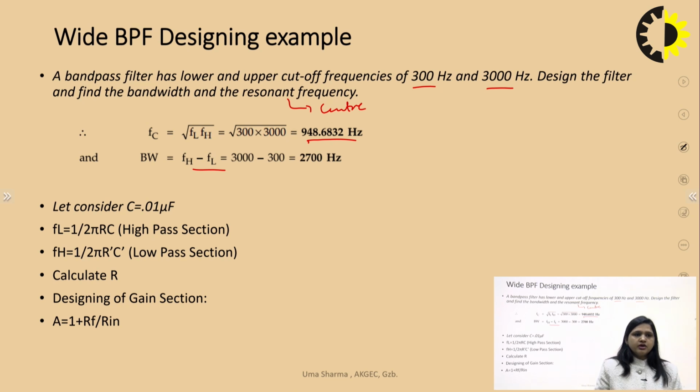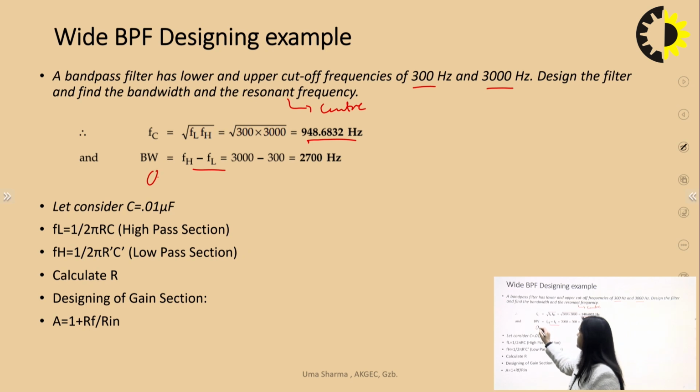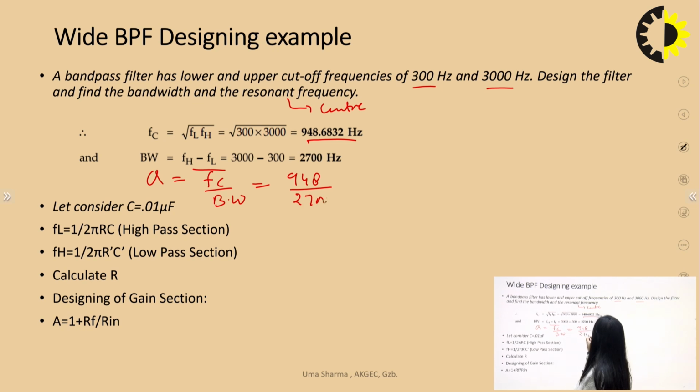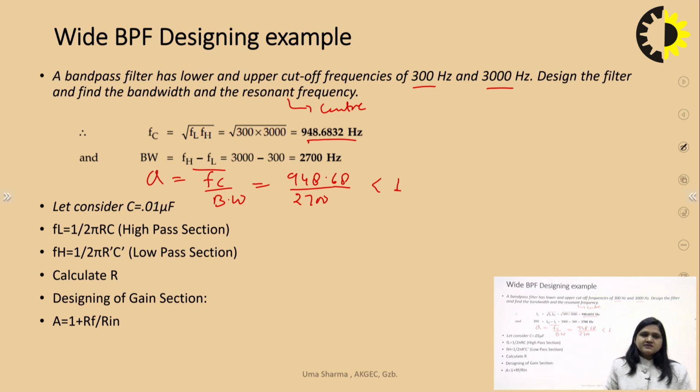Again, one more question may be added to this example, the calculation of the quality factor Q. So Q equals Fc upon bandwidth. By using 948 upon 2700, definitely the denominator is more, so this will be less than 1. And we have seen that if the quality factor is less than 10, then the filter will be a wide band pass filter.